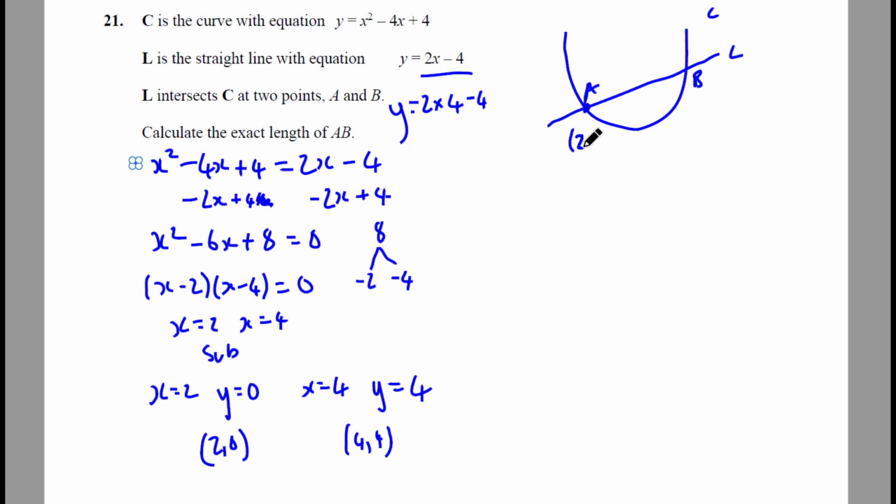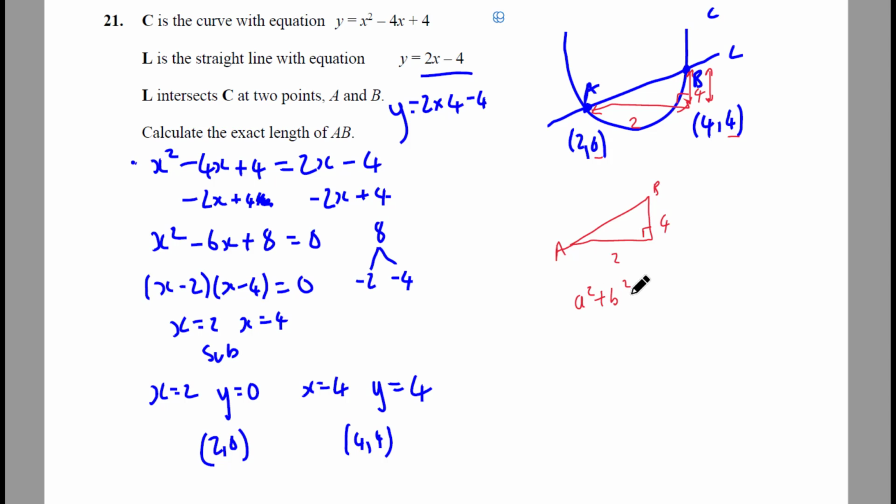So once we've got this, we can find the length AB. Now, if we look at the distance of the x coordinate, it goes from 2 to 4, so that length must be 2. And the perpendicular height goes from 0 to 4, so that height must be 4. Now that's a right angled triangle. So essentially we've got a triangle like this, A, B, that's 4 and 2, so we just use Pythagoras.